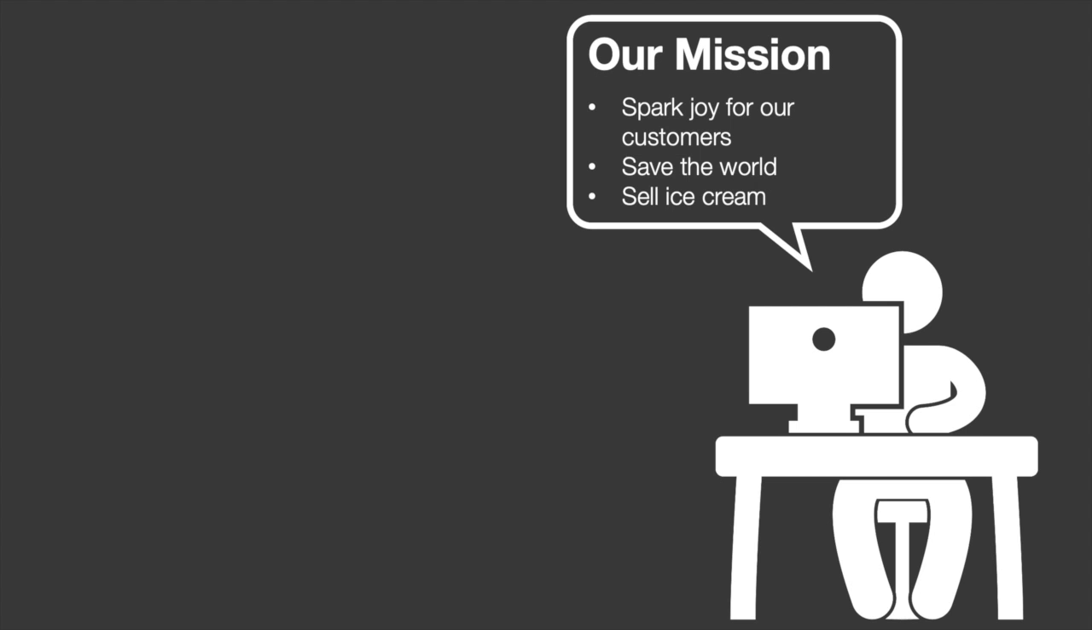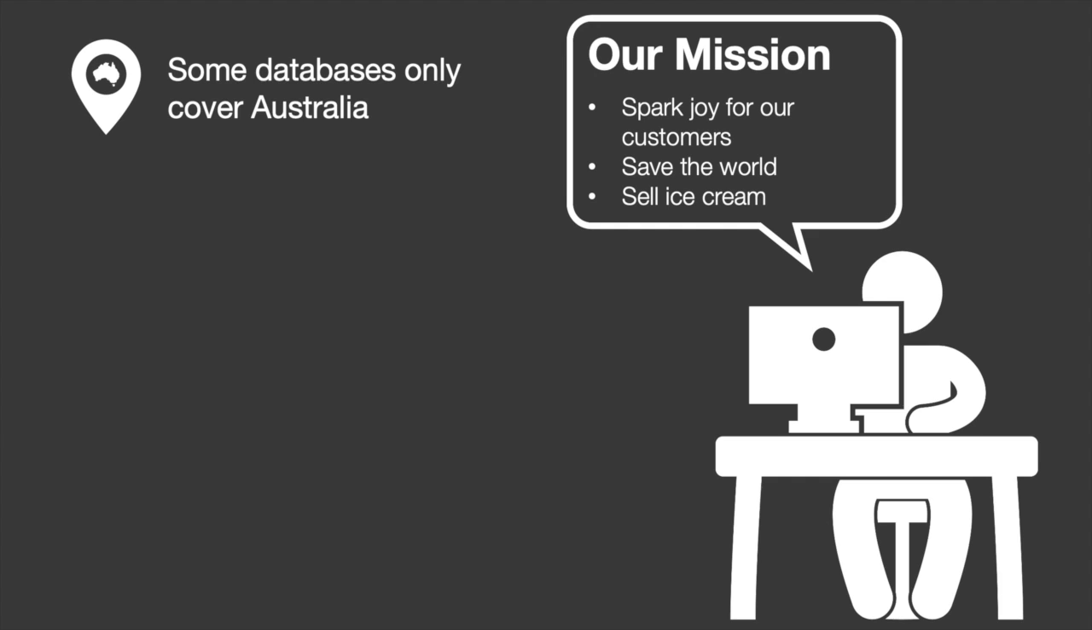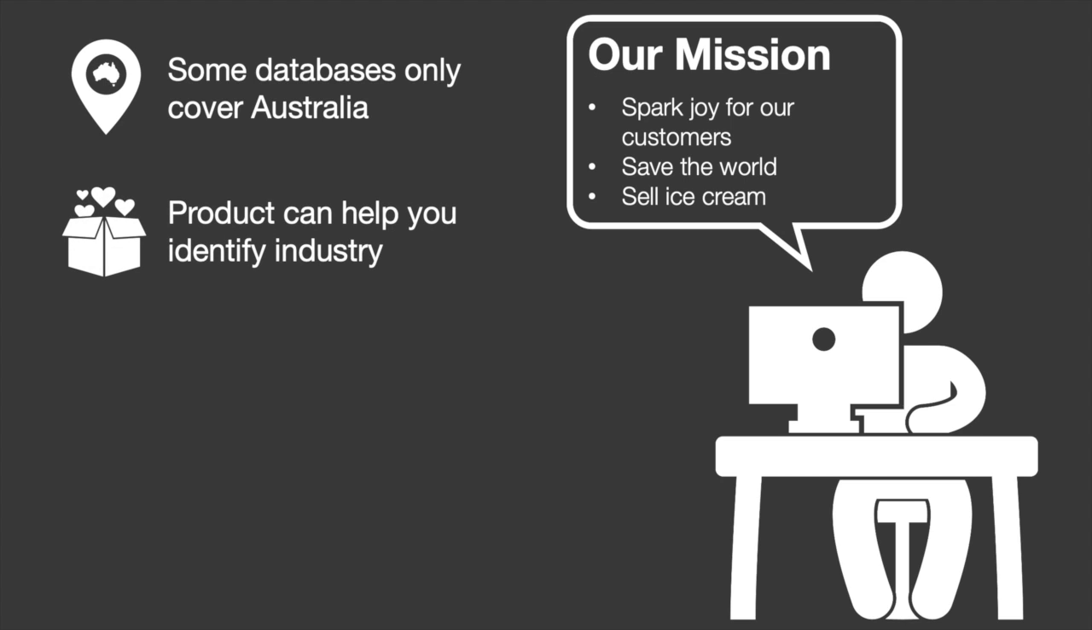The reason we want you to find out whether a company is Australian or international is that some of the library's databases only cover Australian companies. There are specific databases that will provide some coverage of international companies. Knowing the products that the company sells can help you identify the industry that it operates in. You can also find this out in some of our other databases.